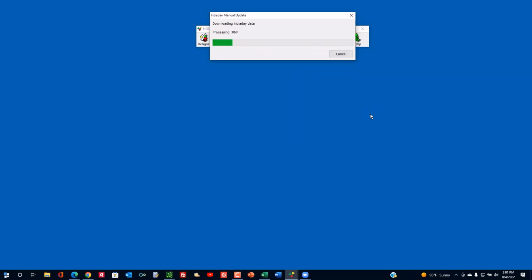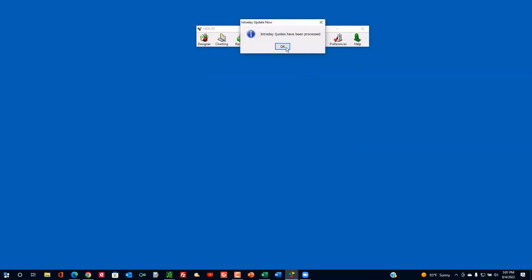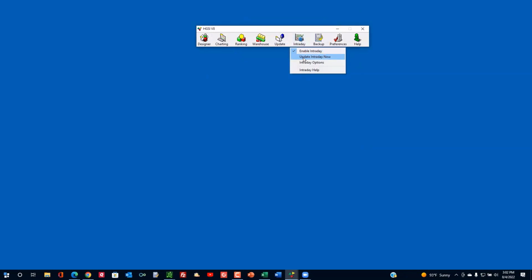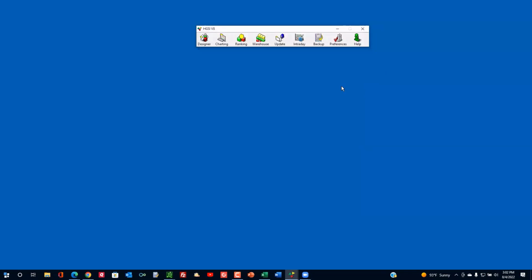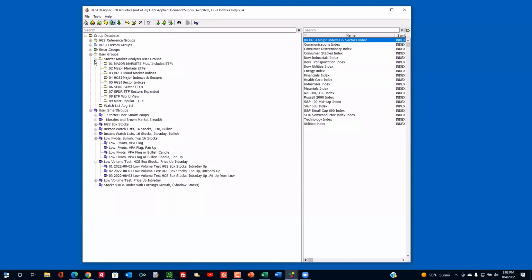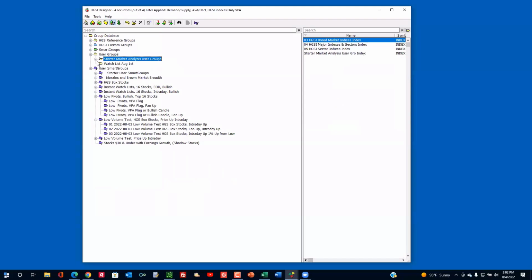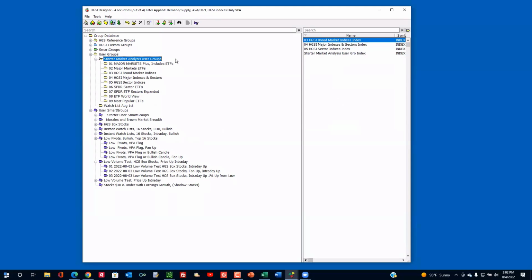And then I'm going to turn off the intraday so it doesn't affect the recording and so on. It just takes about 30 seconds to do this manual update. Okay, that's it. And then I'll go on and select the intraday options, and I'll just switch this to manual since I'm totally updated.